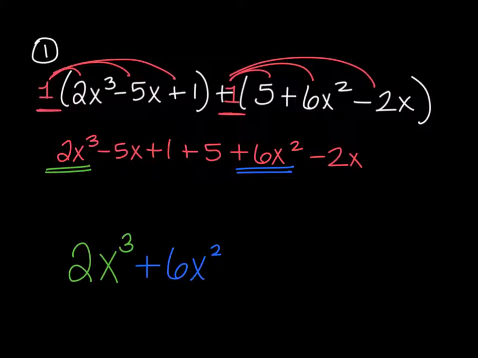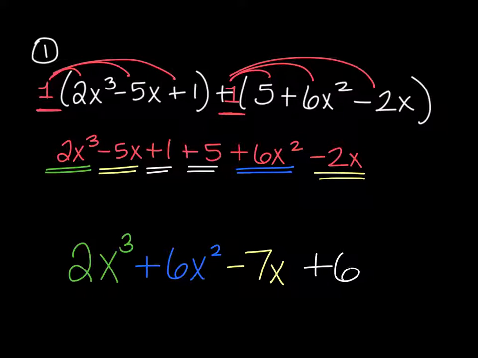Okay, now I'm going to look for x's. I've got a negative 5x and a negative 2x. When I combine those, I get negative 7x. And now any of my terms that don't have x's in them, I have a plus 1 and a plus 5, which is going to give me plus 6.